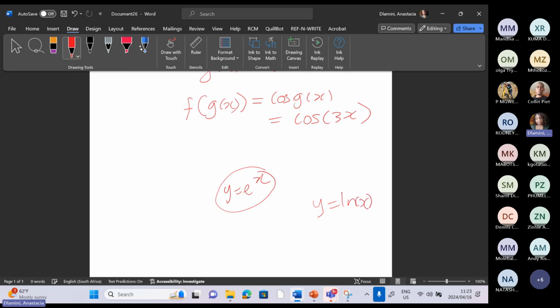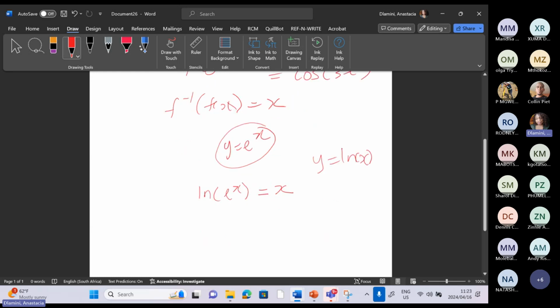Now, if we apply the composition, where we take the inverse of a function and the function itself, we get x. Meaning that if I take ln of e to the x, I'll get x. If I take e to the ln of x, I'll still get x as well. Are we all together there?